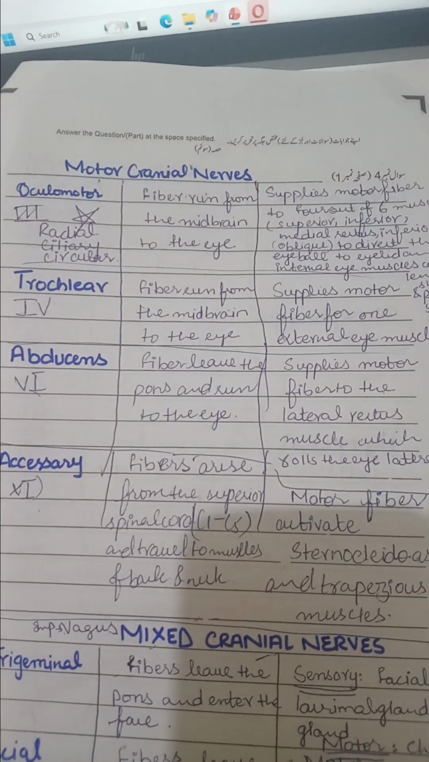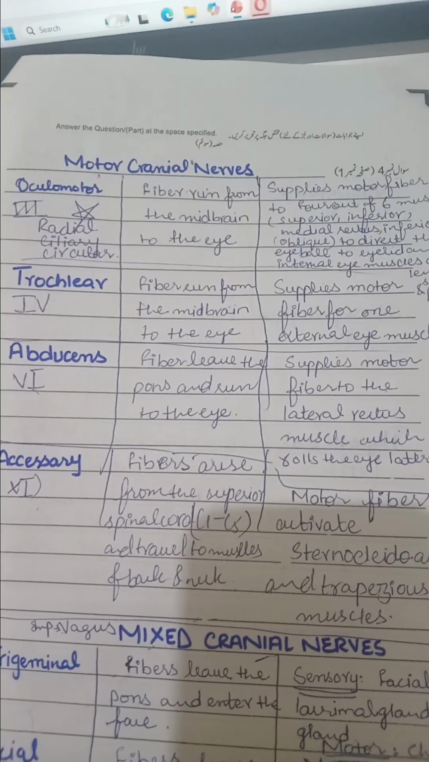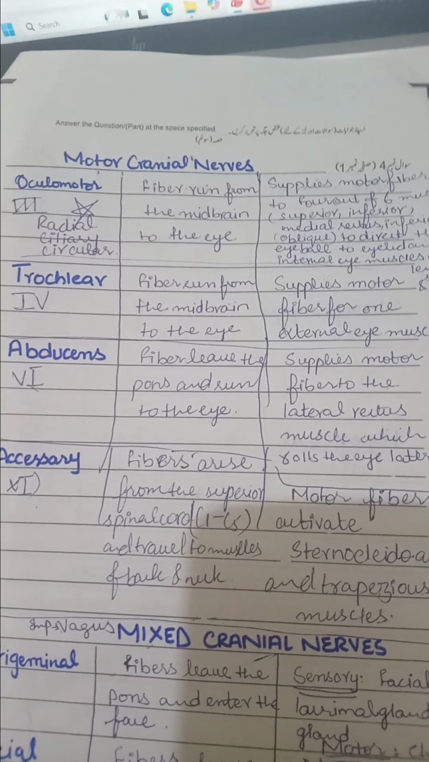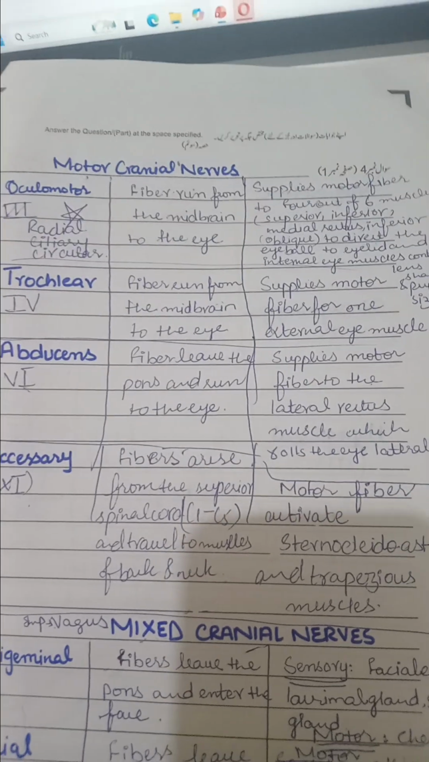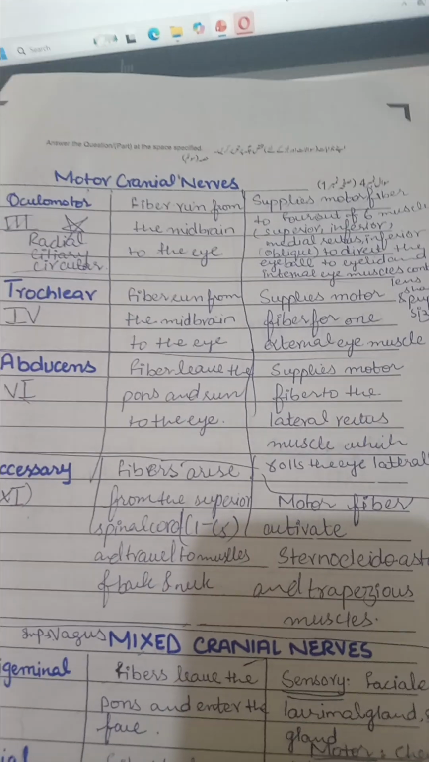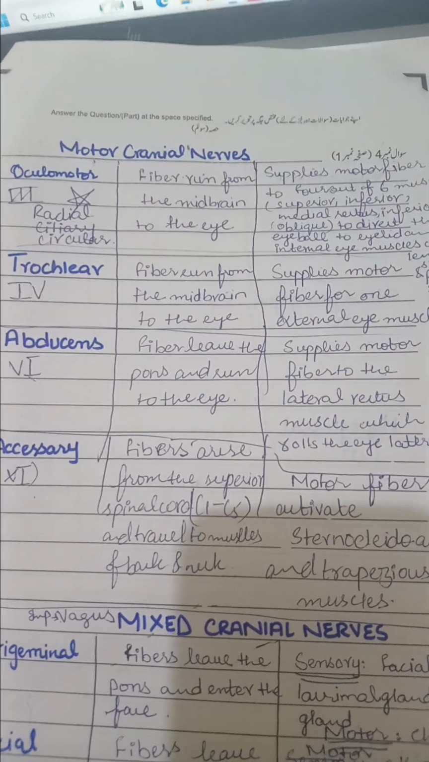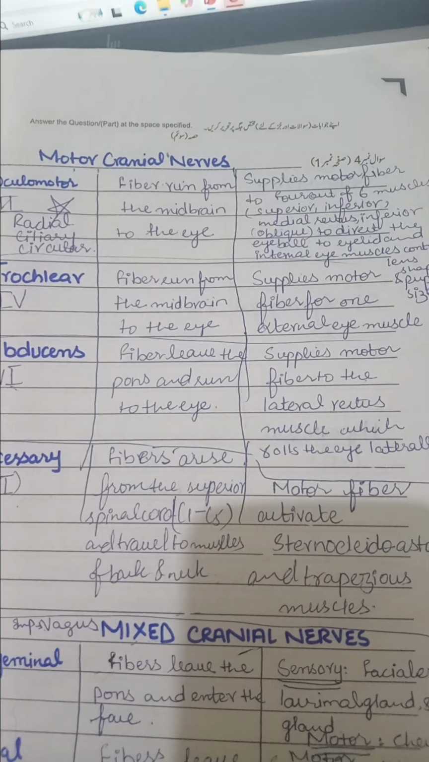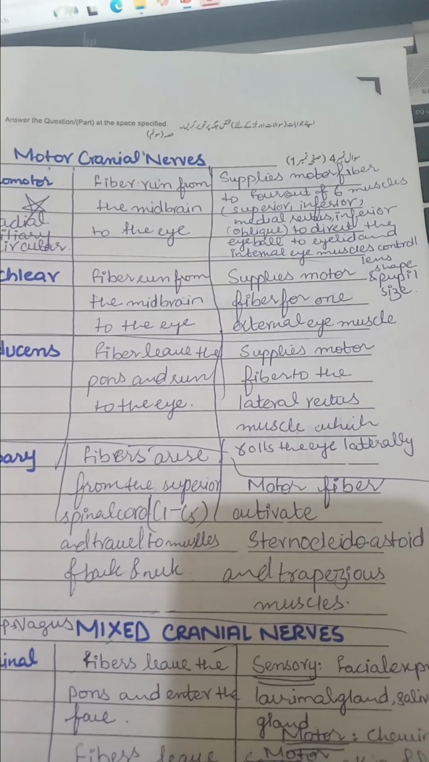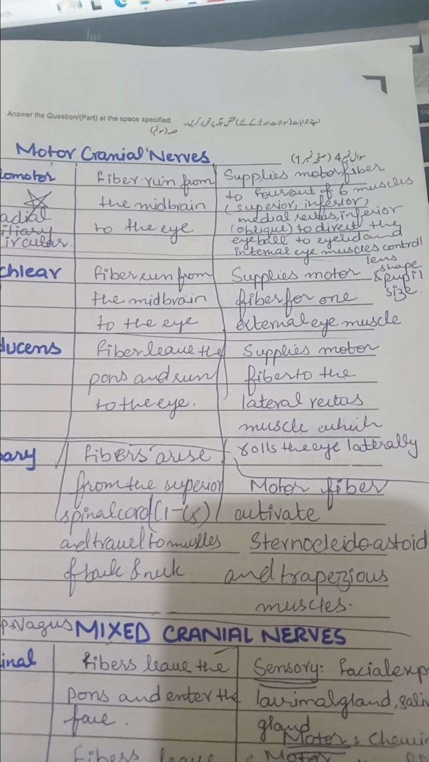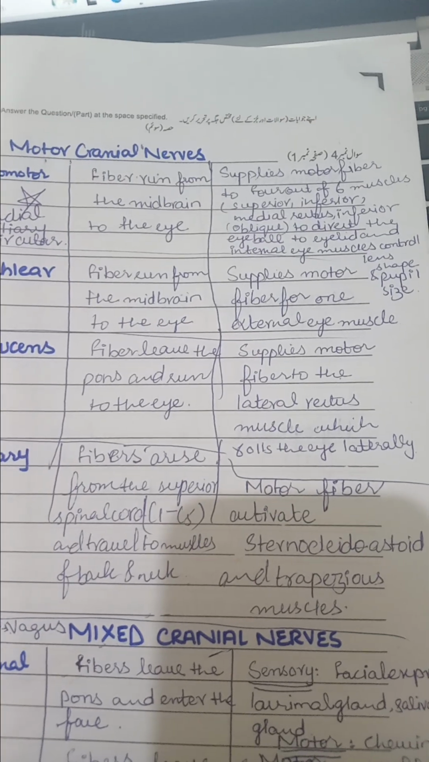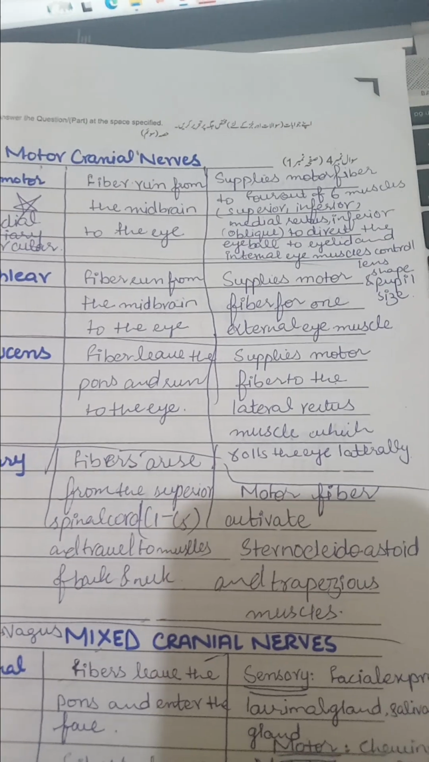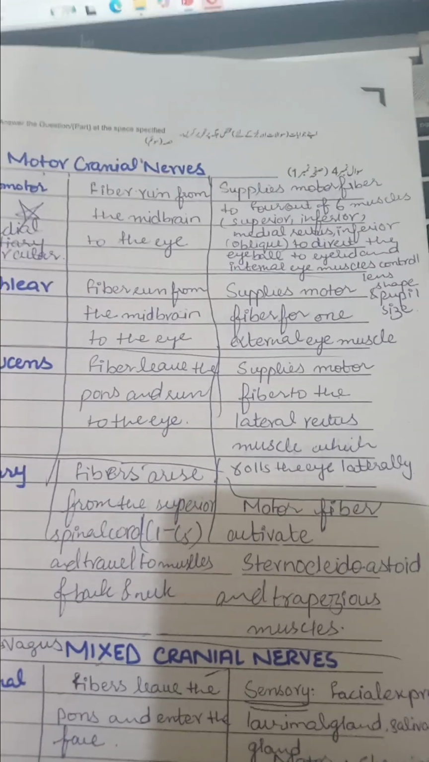And accessory fibers run from the superior spinal cord, that is C1 to C5, and travel to the muscles of the back and neck. And what is its function? It activates the sternocleidomastoid and trapezius muscles. These are the muscles related to the back and neck.